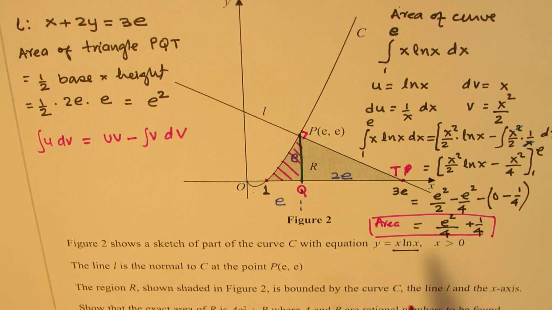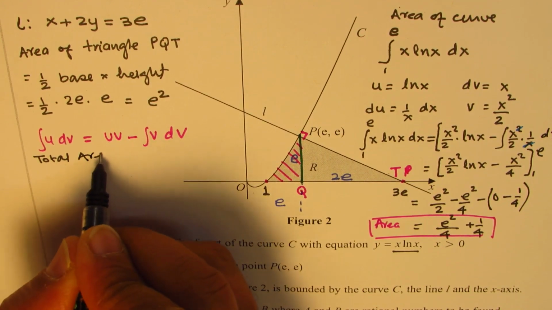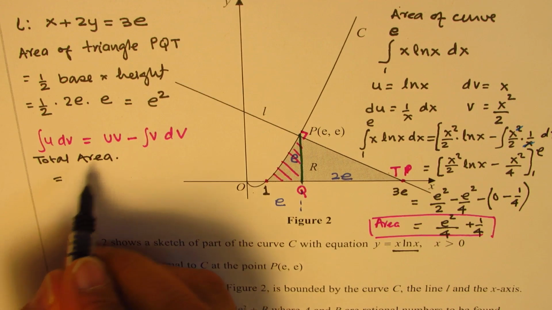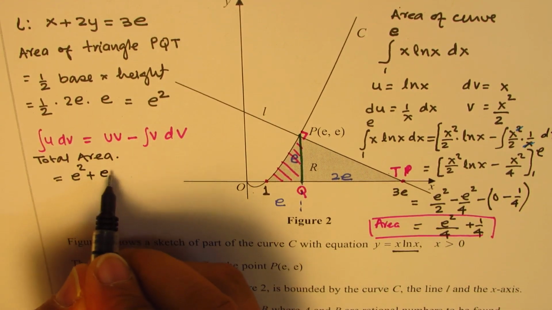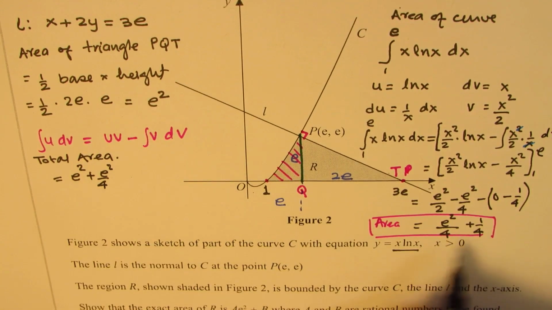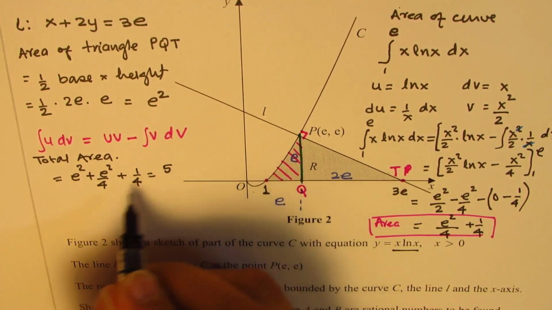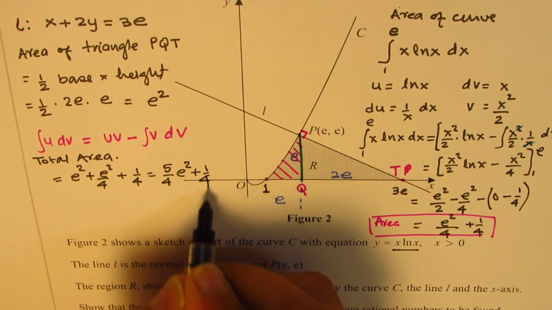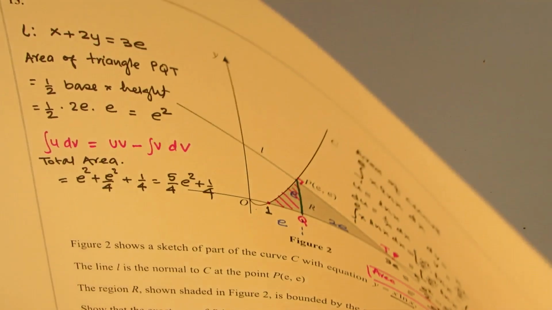Clear? Now we need to find the total area. So let me write the total area here. So we get total area will be equal to the sum of these two, right? Which is e squared, the triangle area, plus this one, which is e squared by 4 plus 1 over 4, right? So that gives us 5 over 4 e squared plus 1 over 4. Clear? So that is how we find the area.